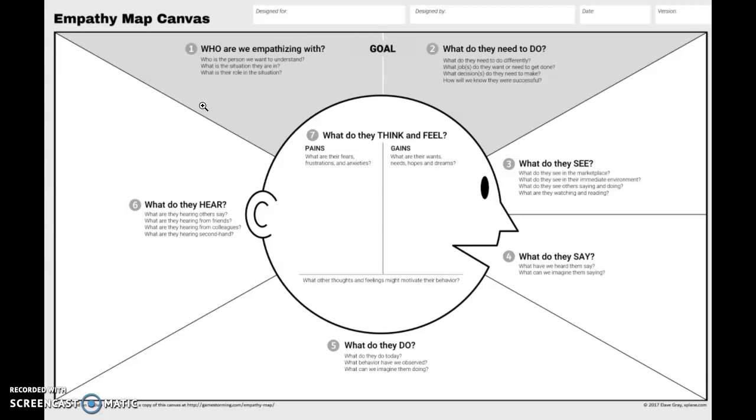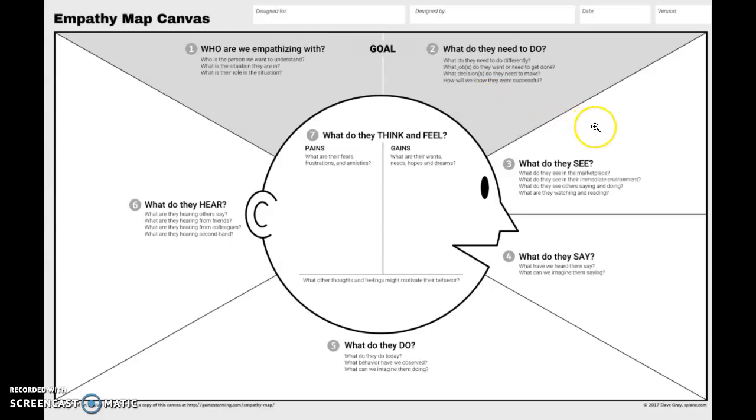Tell the story. Maybe it's a play-by-play, however you want to set up the situation of who they were. What do they need to do? So what do they need to do differently? What decisions do they need to make, and how will we know that they were successful? So how I want you to interpret that part is, what did you want them to do differently? What did you want that person to do differently compared to what happened in that conflict situation?